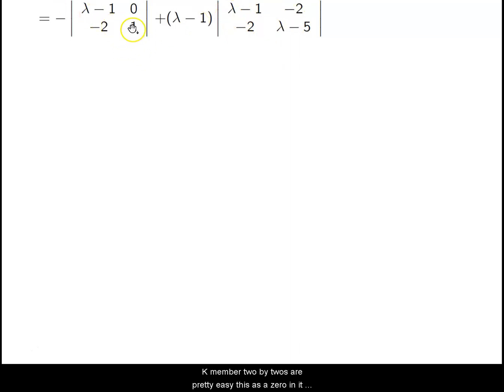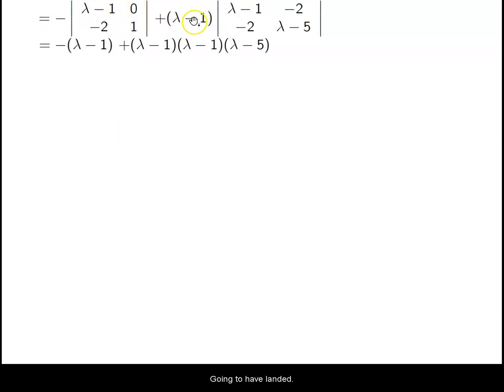Remember 2 by 2s are pretty easy. This has a 0 in it. So I'm going to get a negative lambda minus 1 plus lambda minus 1 times these two minus a 4. This is what I'm getting from the first determinant, negative. I have this product, and this one goes to 0. Then I have lambda minus 1, lambda minus 1, lambda minus 5. And then I should have a minus 4 times that value as well, right? Because remember, I get the lambda 1 times everything.